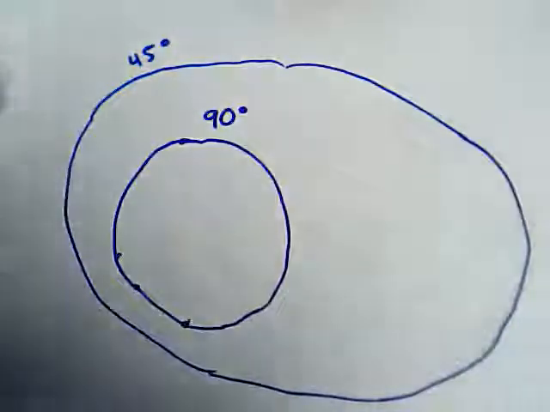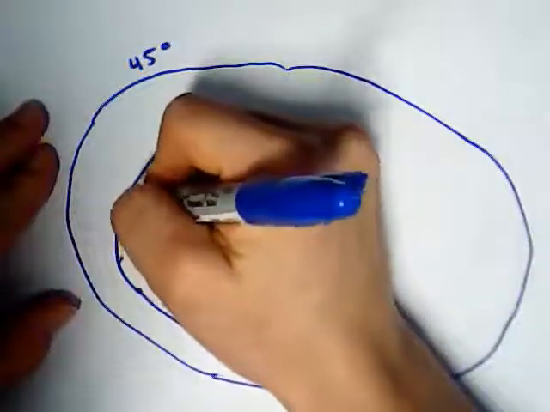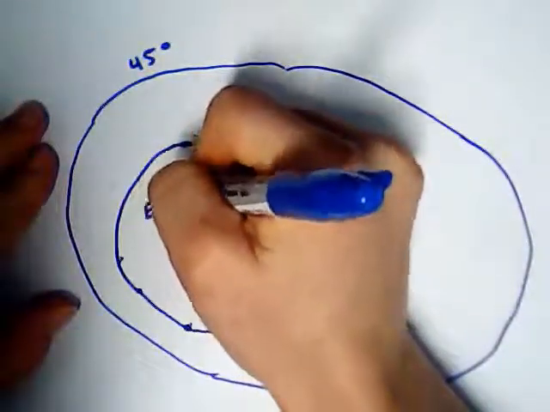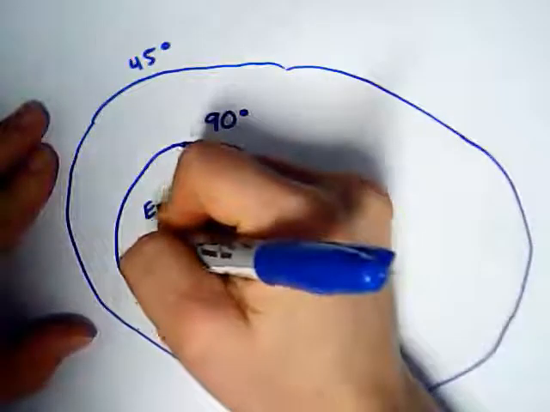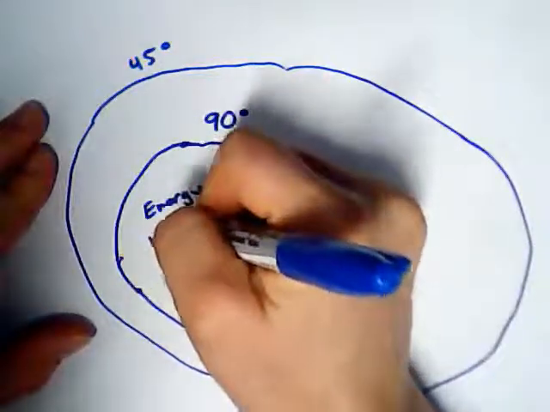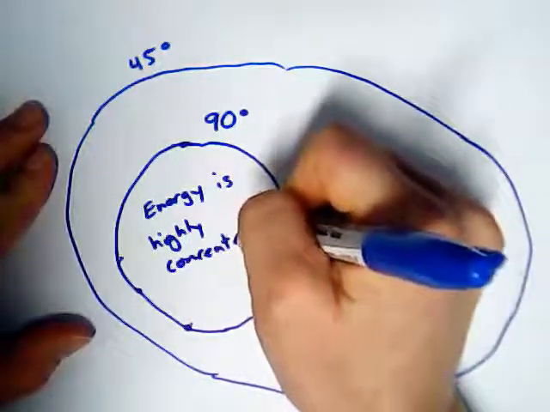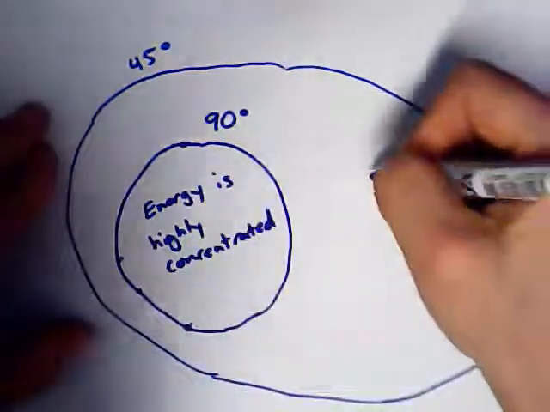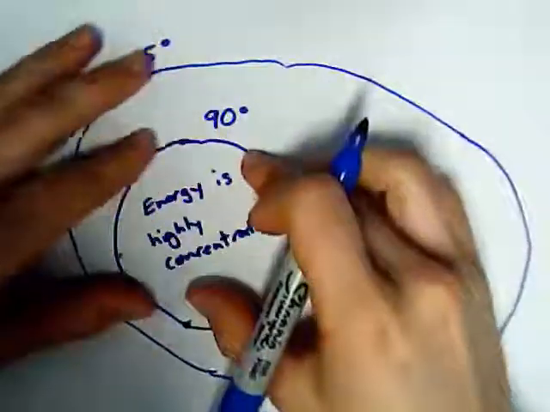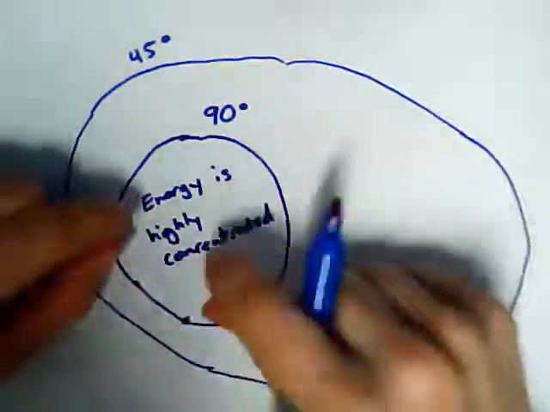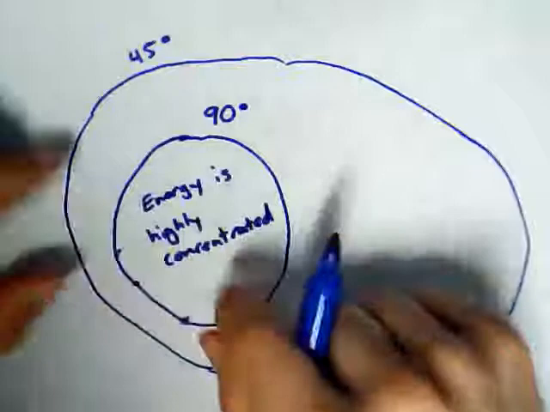But what we find out is here, the energy is highly concentrated. Okay. And so it's the same amount of energy over a small area. So that means there's more energy per unit area.